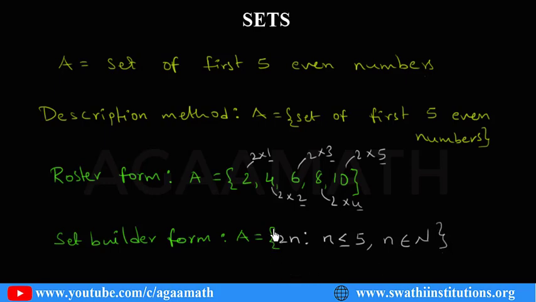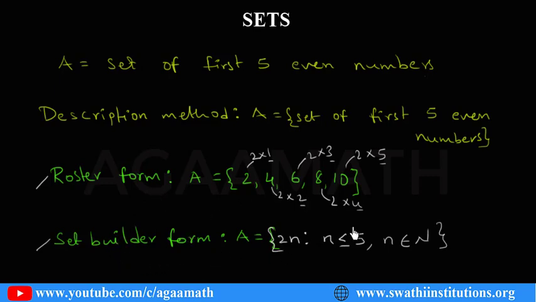So this is said to be what? Set builder form: 2n such that n is less than or equal to 5 and n belongs to natural numbers. So one is the description method, roster form, and set builder form. But most of us follow these two methods: roster form and set builder form. Roster form is nothing but list form, and the set builder form is nothing but rule form.